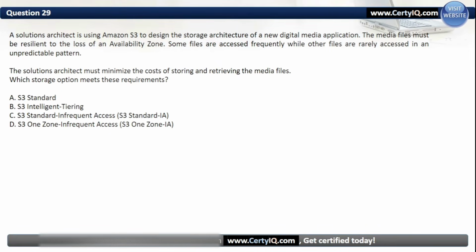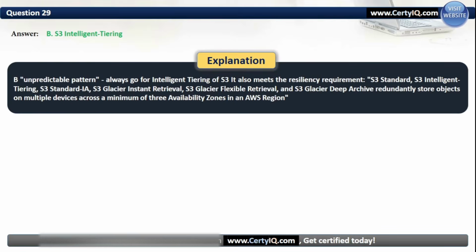Here, the correct option is B. S3 Intelligent-Tiering. Here we are talking about an unpredictable pattern. As such, we will always go for Intelligent-Tiering of S3. It also meets the resiliency requirement. S3 Standard, S3 Intelligent-Tiering, S3 Standard-IA, S3 Glacier Instant Retrieval, S3 Glacier Flexible Retrieval, and S3 Glacier Deep Archive redundantly store objects on multiple devices across a minimum of 3 availability zones in an AWS region.